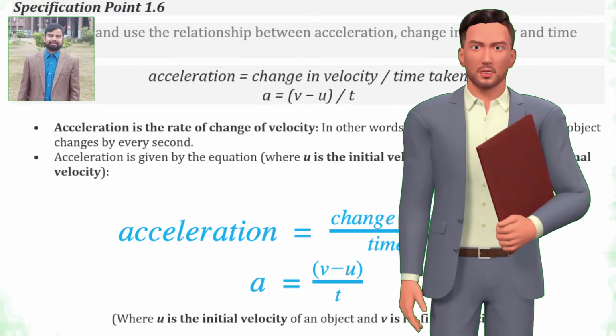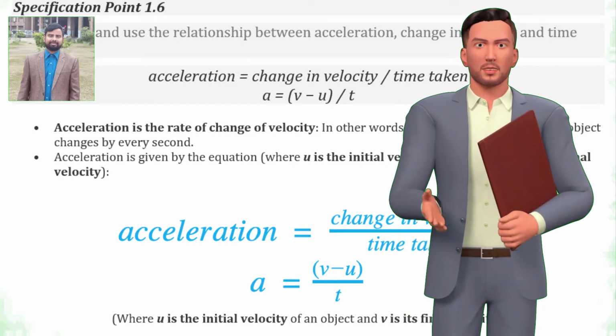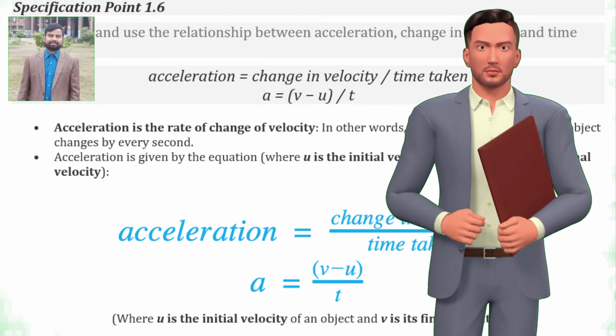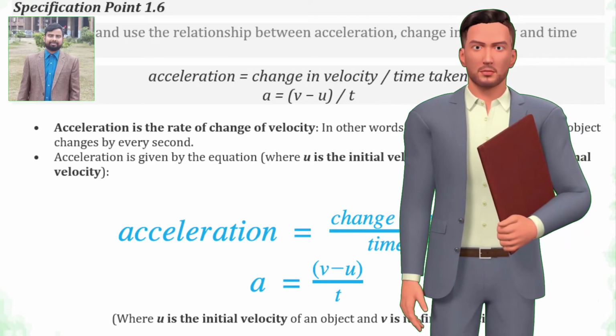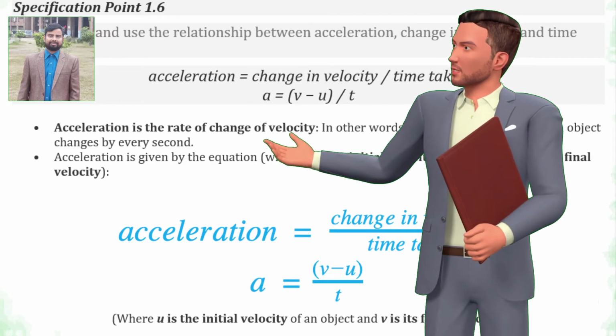The relation between acceleration, velocity and time. Specification point 1.6. Know and use the relationship between acceleration, change in velocity, and time taken. Acceleration equals change in velocity over time taken, which equals (v minus u) over t.